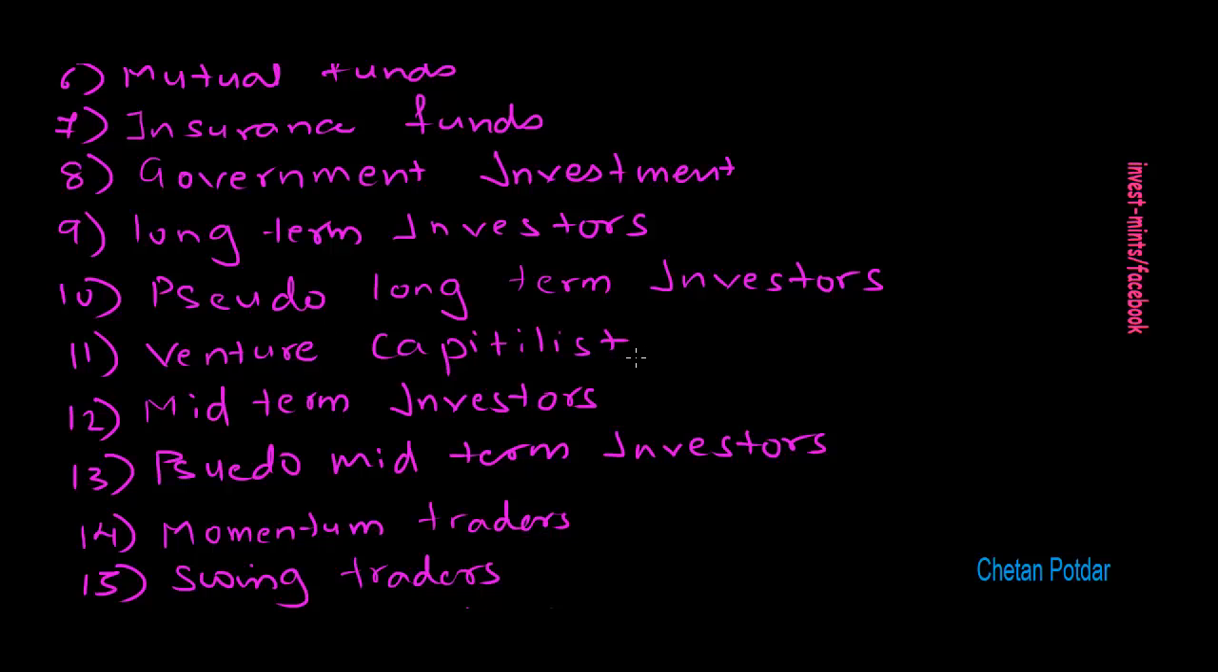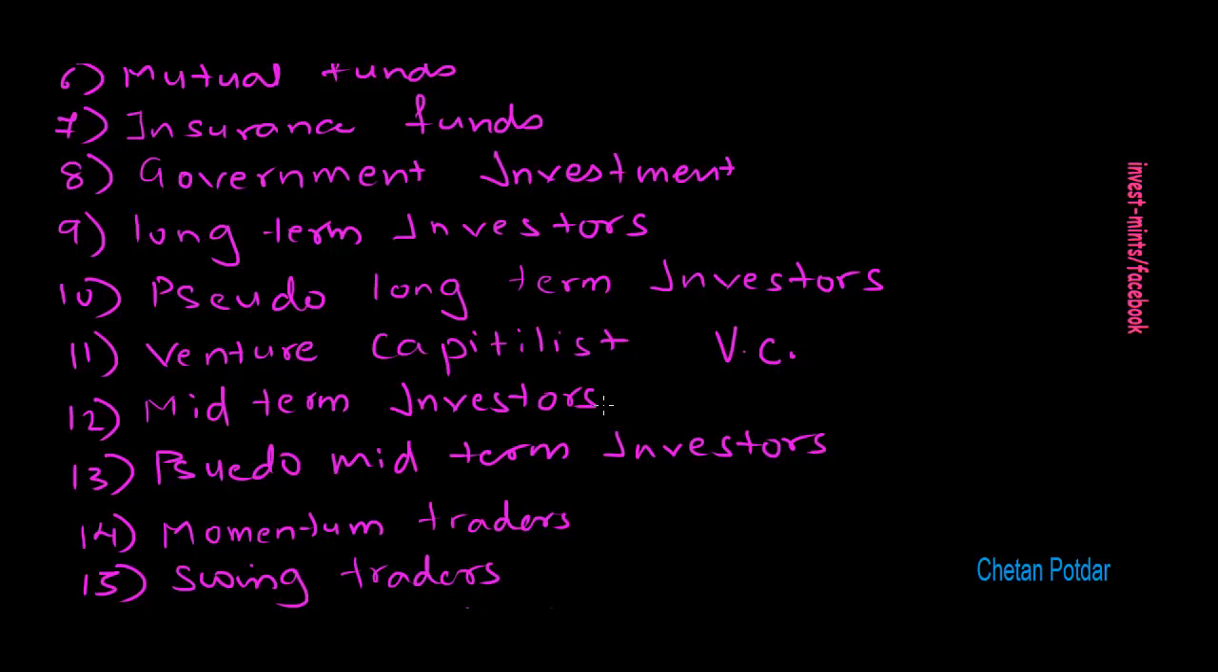Then there are venture capitalists. VCs, let me write this down for you, are people who basically put money into a stock at a very nascent stage, and they wait for the companies to grow about 500 or 800 or 900%. So these are VCs. Then there are a lot of midterm investors who come into play.